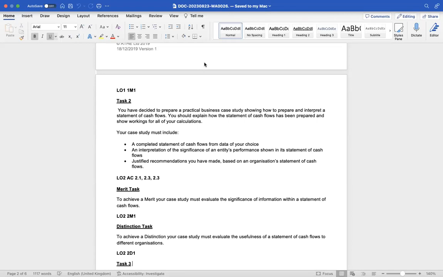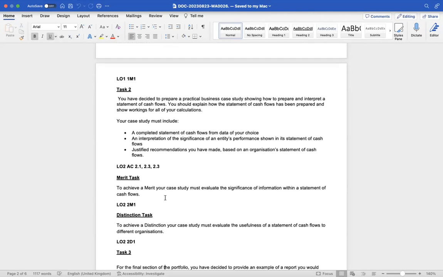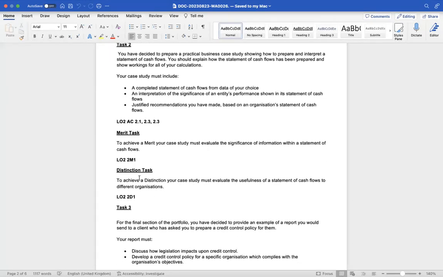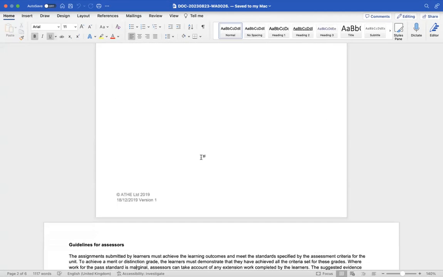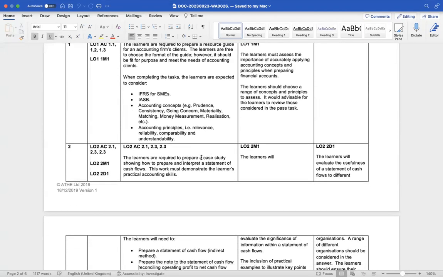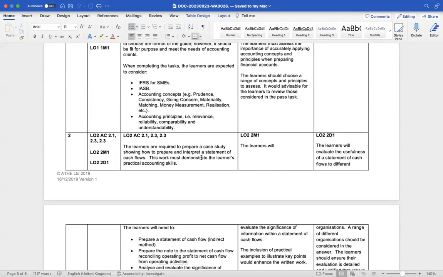Bear in mind the merit task. To achieve a merit, your case study must evaluate the significance of information within a statement of cash flow. Learning outcome 2. Then the distinction task. To achieve a distinction, your case study must evaluate the usefulness of a statement of cash flows to different organizations. You can check here if you go to task 2.